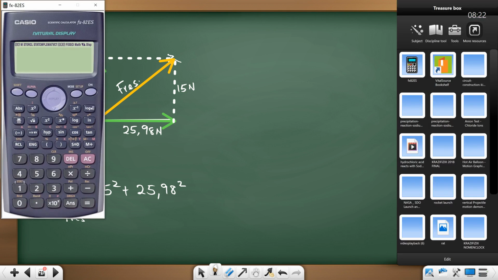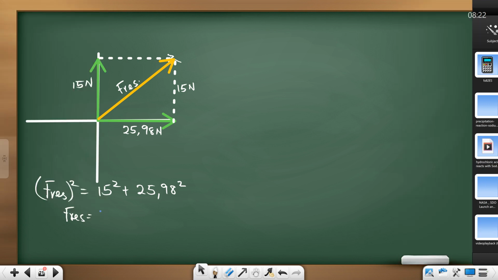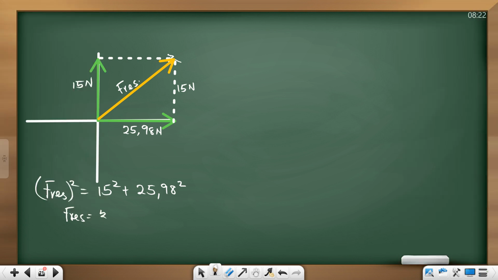This was what we did yesterday, right? 15 squared plus 25,98 squared. And then we look for the square root of that answer. Check. 29,999. And that would give me 30. Do you see that we've gone back? So what we did today was to unravel what we did yesterday.